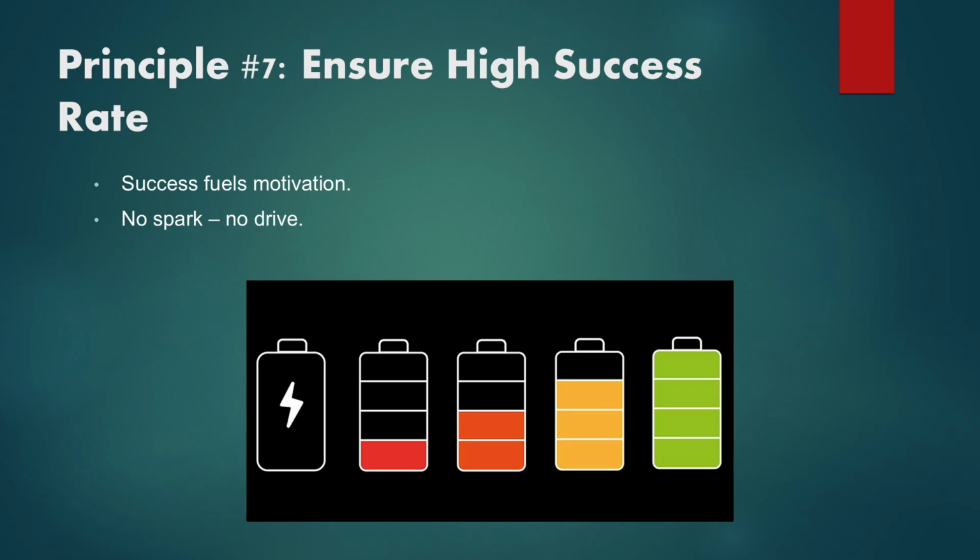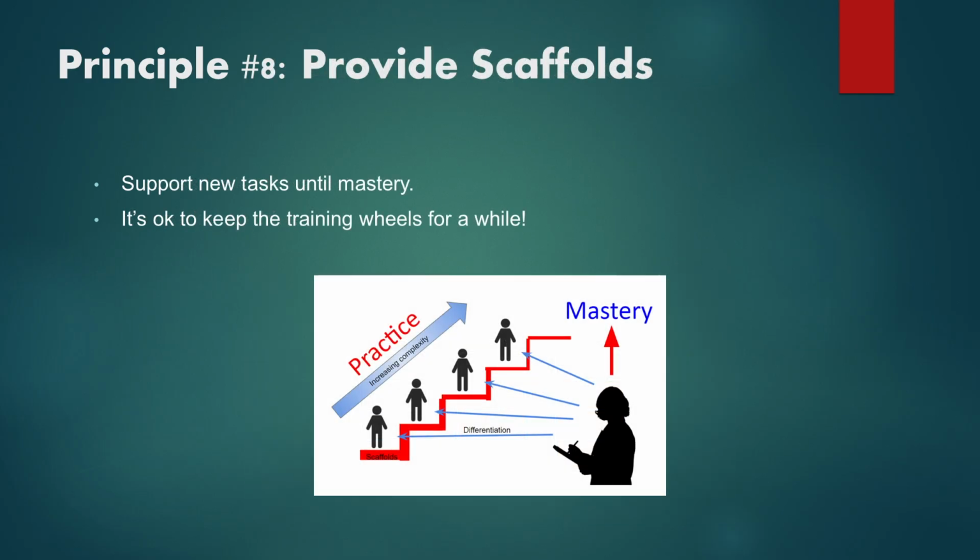Principle 7, obtain a high success rate. Students need some small successes to stay motivated. Are they getting enough dopamine hits from figuring it out? Where can you intervene? Remember, success is the fuel. No spark equals no drive. Principle 8, provide scaffolds for difficult tasks. This is related to guided practice that we mentioned in Principle 5. And don't forget the training wheels.